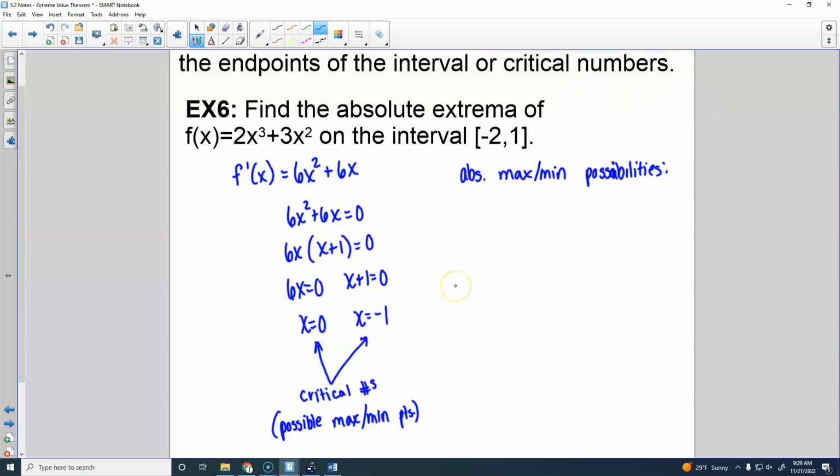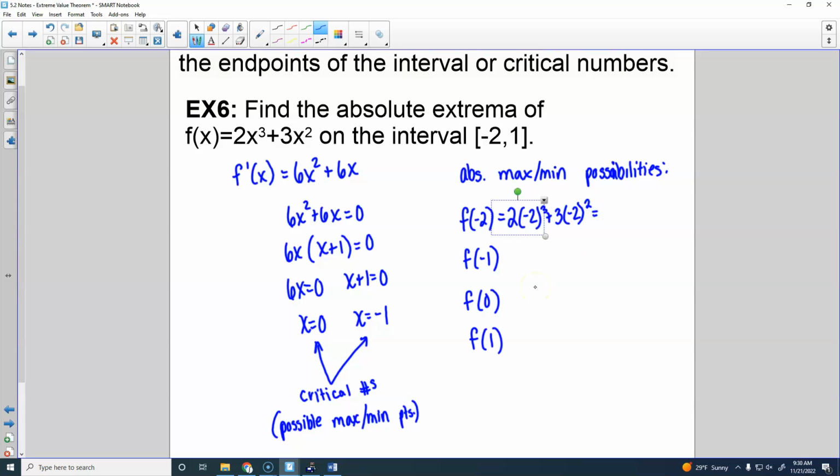All right, so your possibilities are f of negative 2. You could have f of negative 1, f of 0, and f of 1. Those are the only places you could have absolute maximum or minimums, either at the critical numbers or at the endpoints. So what you're going to do, you know the function for the original, you're just going to plug in. So you will have 2 times negative 2 to the third plus 3 times negative 2 squared.